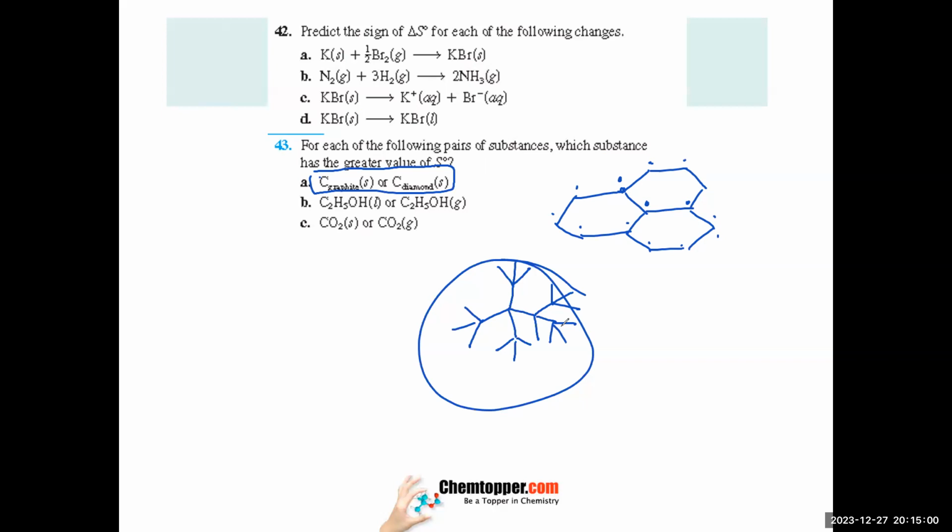Graphite has more entropy. Remember this. This we have done in covalent network solid when we were discussing the network of graphite and diamond. Graphite is soft, slippery to touch, and graphite is a good conductor of electricity. Watch the video and try to go through this structure again. So graphite has more entropy.